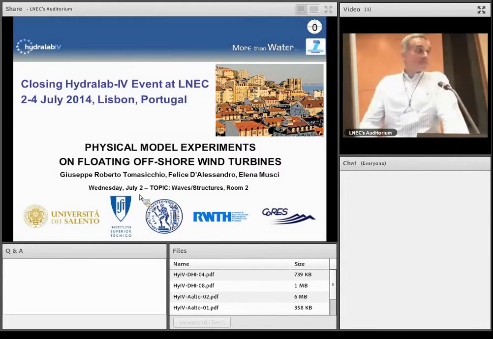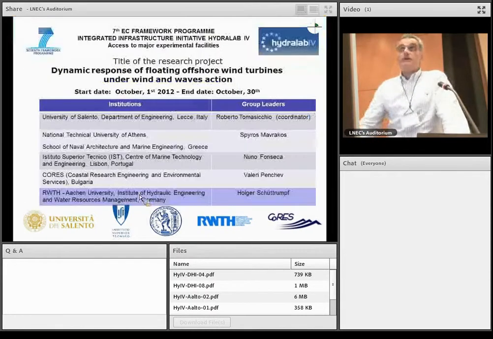In this group, we had different backgrounds because the topic is multidisciplinary. So we had people from the School of Naval Architecture and Marine Engineering, like Spiros Mavrakos, and then Nuno Fonseca from Lisbon, who is an expert in aerodynamics, and then Valeri Penchev from Bulgaria, who is an expert in laboratory experiments, and then Olga Strunk from Germany, who is an expert in wave structure interaction.